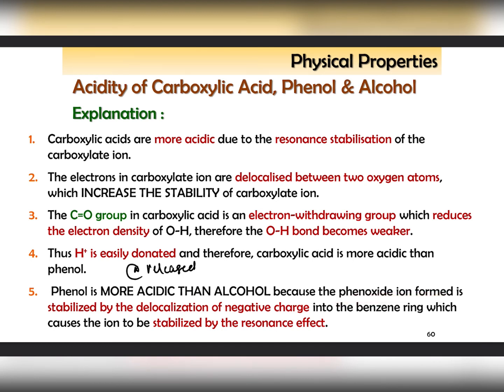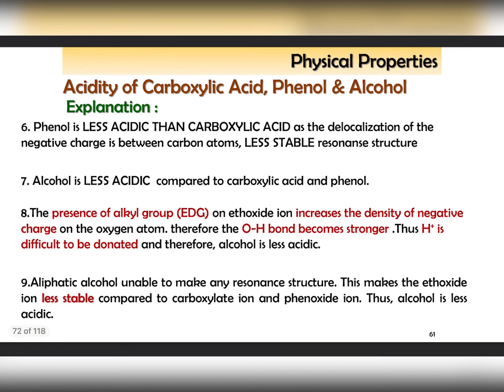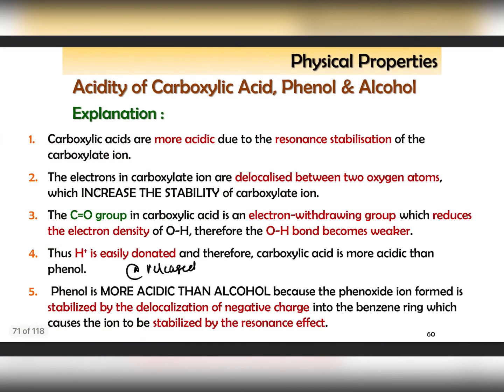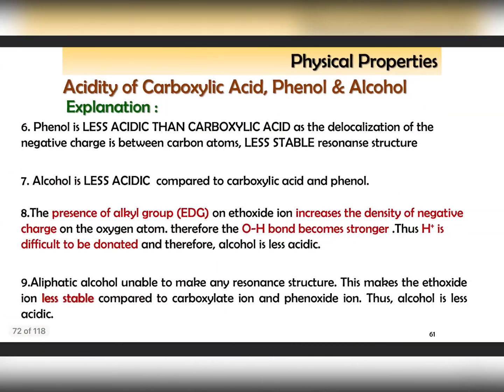Okay, so phenoxide ion dia ada resonance effect. And the differences here, kalau kamu tengok, the delocalization of negative charge untuk phenol, it is into the benzene ring. Kalau yang tadi, between two oxygen atom. Okay, so phenol is less acidic than carboxylic acid because of the delocalization tu lah. Kalau delocalization of the negative charge between carbon atom, it is less stable, okay, compared to carboxylic acid tadi.